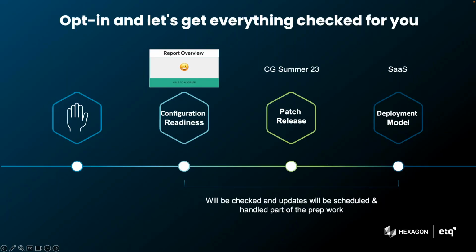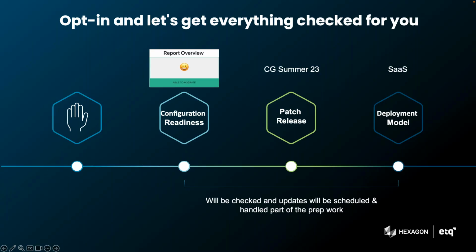Next. So, a quick summary: opt in and let's get everything checked for you. To clarify, you don't need to wait until you are on CG Summer 23 to opt in, or until you are SaaS, or until you get your configuration updated. All we need from our customers is to opt in, and we will get everything checked for them.